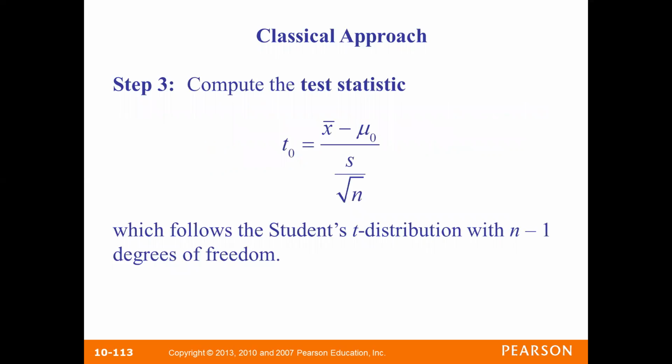We're then going to compute the test statistic. So based off of the null hypothesis that we have, the hypothesized mean, we're going to see how far away from that hypothesized mean our sample mean is. So we're going to take the sample mean minus the hypothesized mean and divide by s over the square root of n to get an estimate of the number of steps we are away from the hypothesized mean.